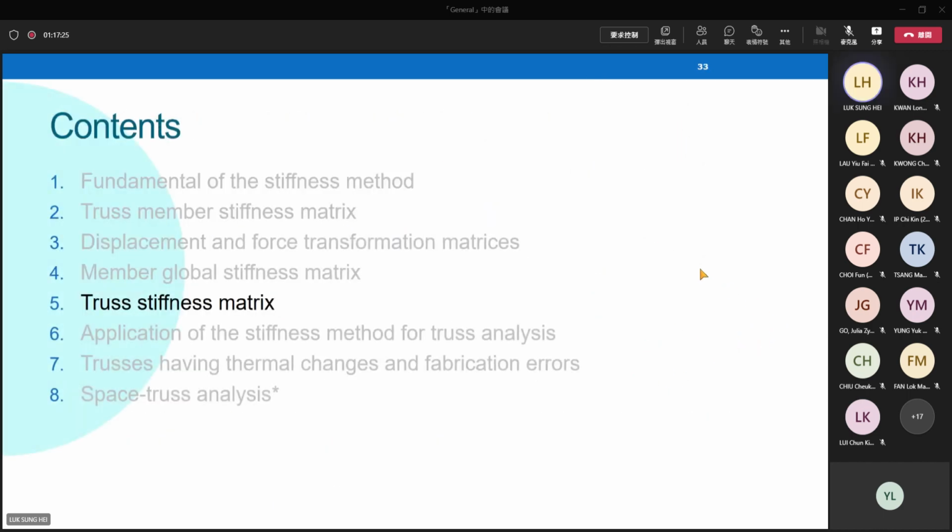Then in section 5, I showed you how to combine the matrices together. At the beginning, I showed you the concept. The simplest method means we consider each element and then group them together. This part, I showed you how to group all the element matrices together into a big structure stiffness matrix.